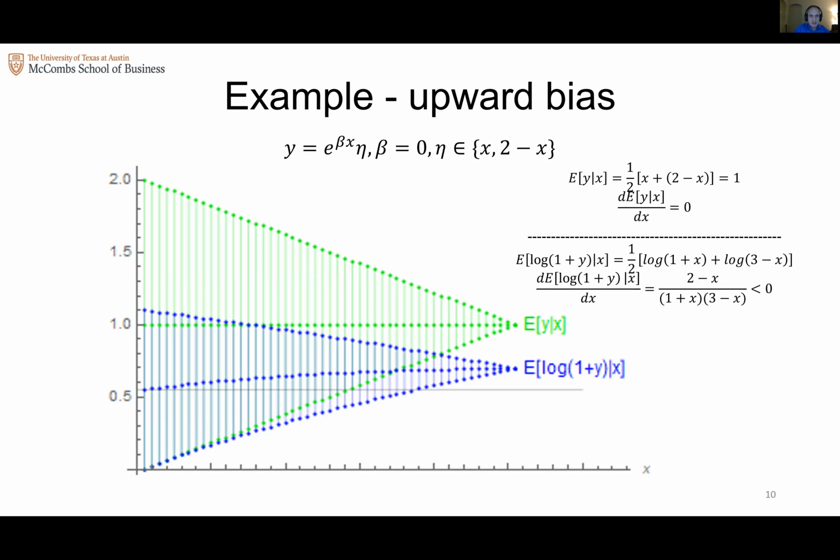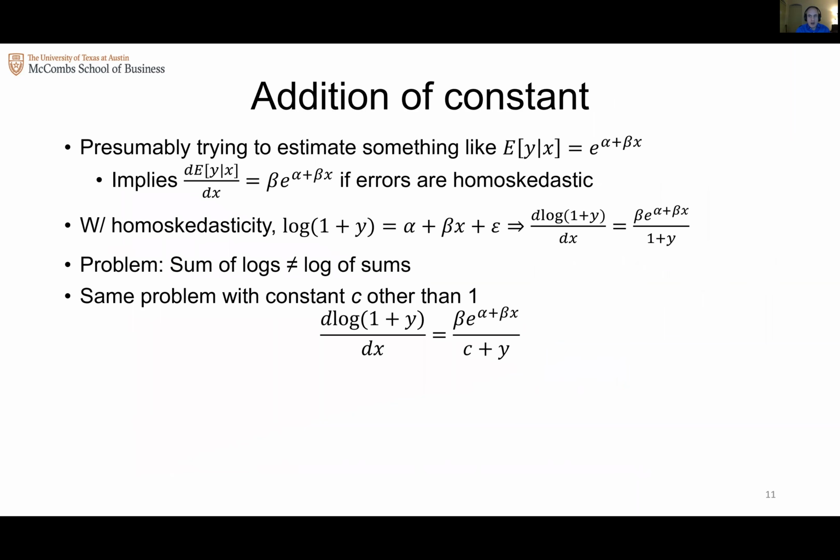Okay. All right. So then the other issue that we have is the addition of the constant. And the addition of the constant is potentially going to induce bias as well, right? So presumably when we're estimating something like a log of 1 plus regression, we're trying to get something like a conditional expectation, where we have in mind that it's equal to some exponential, right? And this is what you would get out of the Poisson model. So if we think about what the marginal effects would be in this case, it's just beta times this exponential function, assuming that the errors are homoskedastic, right? As we've already seen, if the errors are heteroskedastic, we're going to run into a problem with any type of nonlinear regression.